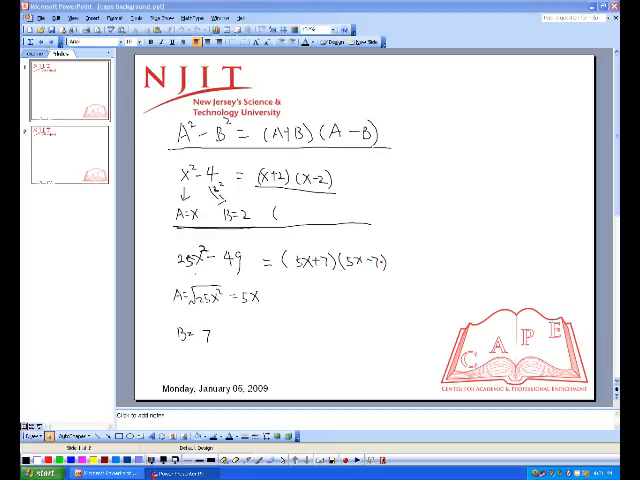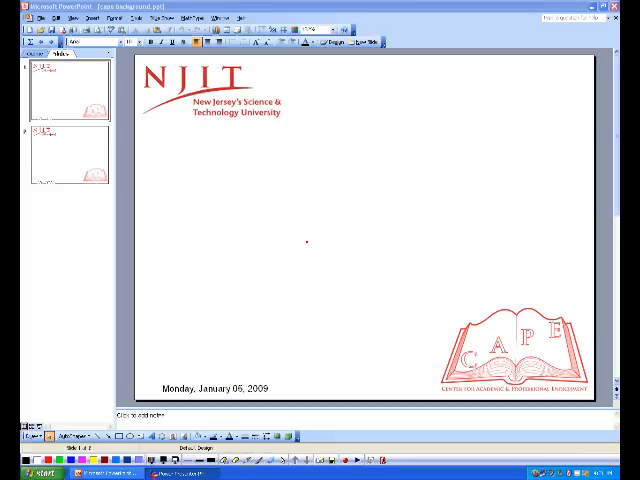Now, there is a slightly more complicated case. Let me show you a slightly more complex problem. It's x to the 4th minus 16. Still, we can apply the formula. A should be the square root of x to the 4th, so a should be x squared, right? And then b should be the square root of 16, which is 4. Applying the formula, we get x squared plus 4 and x squared minus 4.